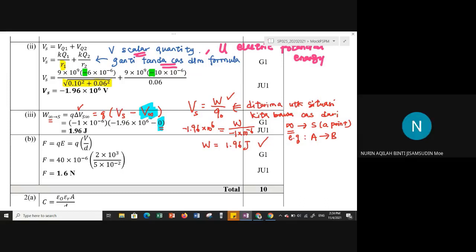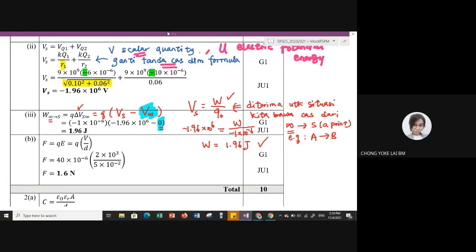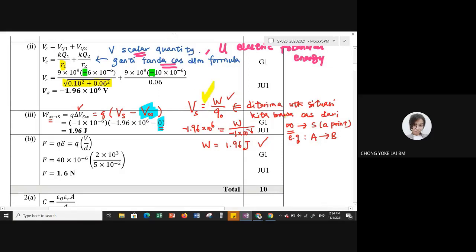Cuma memang kena hati-hatilah dengan dua formula ni. Student selalu confuse dua formula ni. Formula ni, ingatlah formula ni hanya untuk bawa charge dari infinity to a point. So kena baca soalan tu betul-betul. Kalau infinity, dari sangat jauh ataupun isolated, you nak guna yang ni boleh. Tapi kalau any 2 point, then you wajib guna formula ni. Okay?